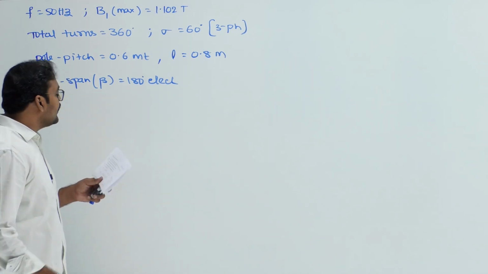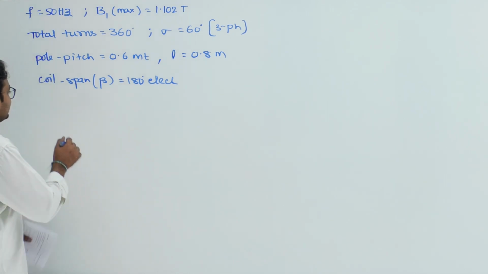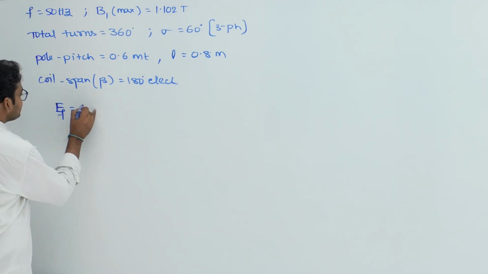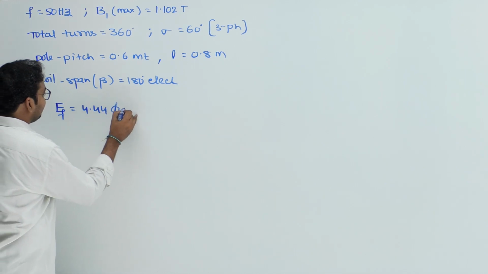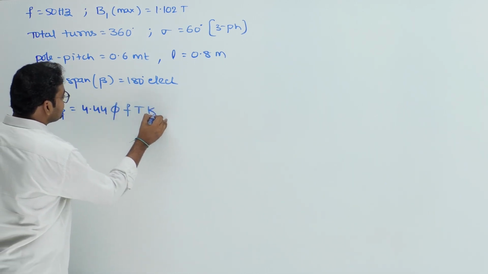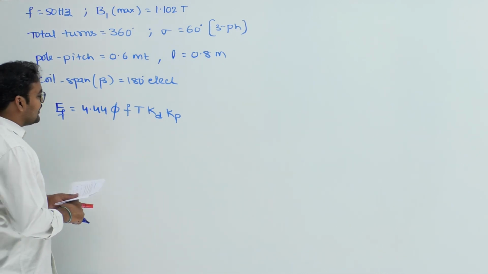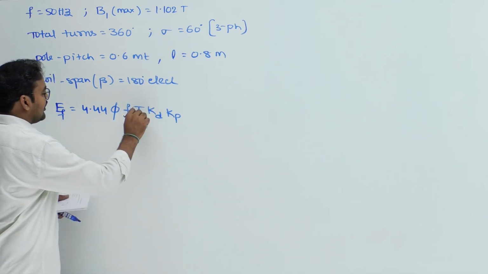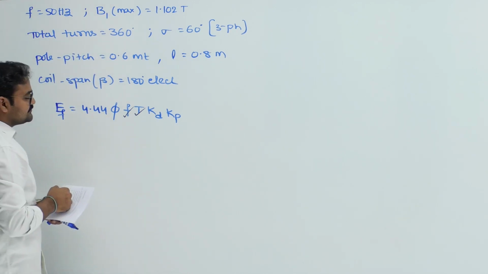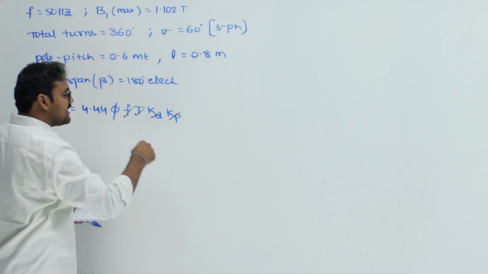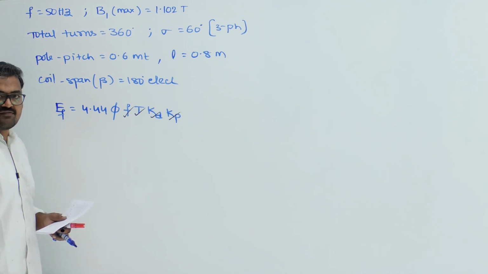Now, to calculate induced EMF, what is the information we need? 4.44 phi F number of turns KD KP. In this, frequency is already given. Number of turns information is already there. KD and KP we can calculate because the formulas are directly available.